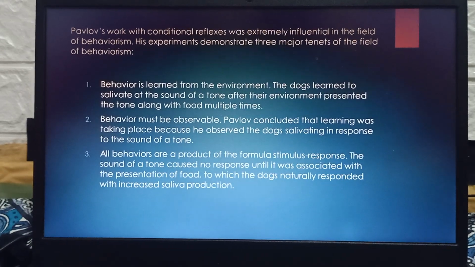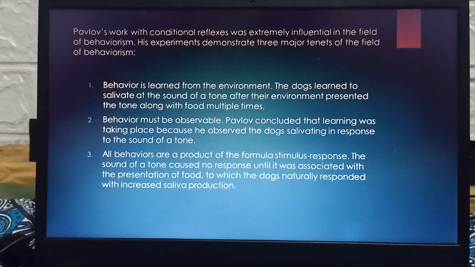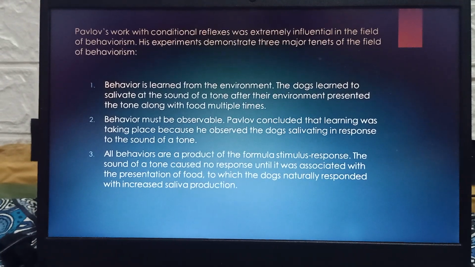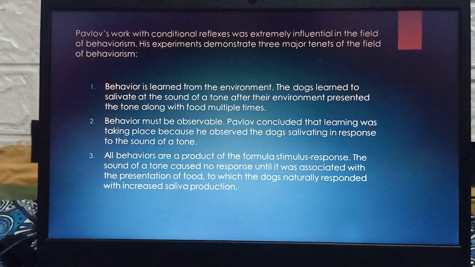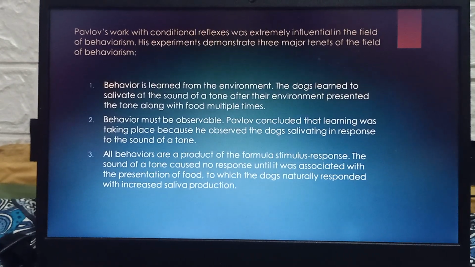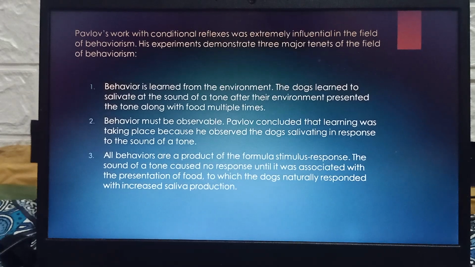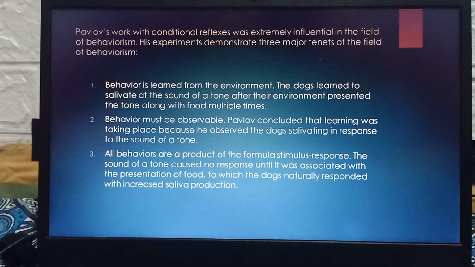Second, behavior must be observable. Pavlov concluded that learning was taking place because he observed the dog salivating in response to the sound of a tune. Third, all behaviors are a product of the formula stimulus response. The sound of a tune caused no response until it was associated with the presentation of food, to which the dogs naturally responded with increased saliva production.